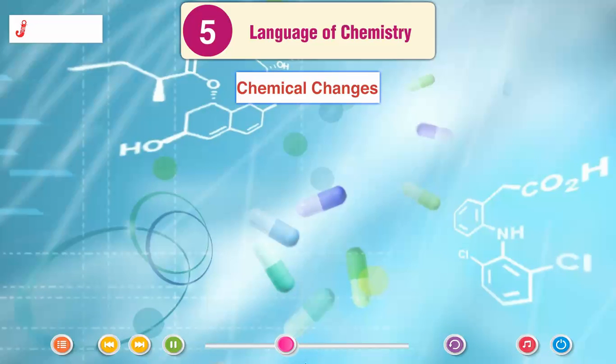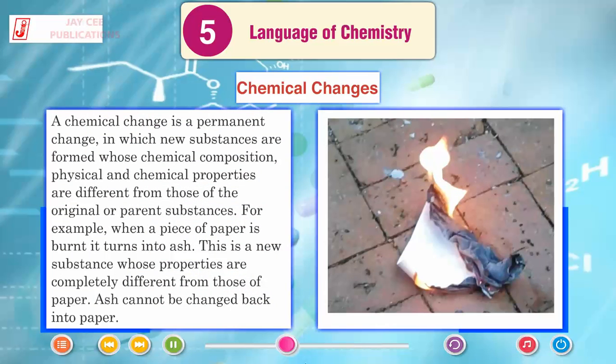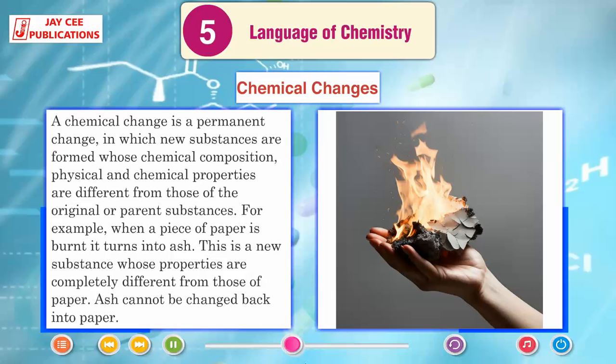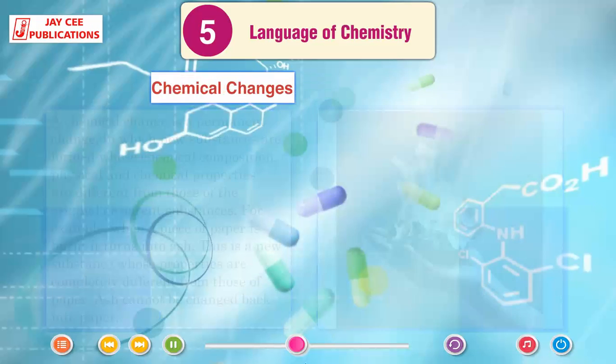Chemical changes. A chemical change is a permanent change in which new substances are formed whose chemical composition, physical and chemical properties are different from those of the original or parent substances. For example, when a piece of paper is burnt, it turns into ash. This is a new substance whose properties are completely different from those of paper. Ash cannot be changed back into paper.